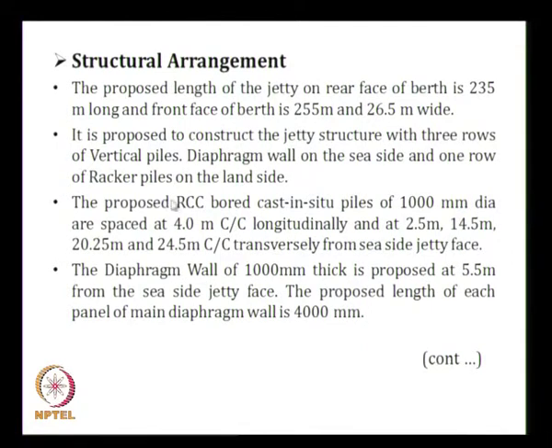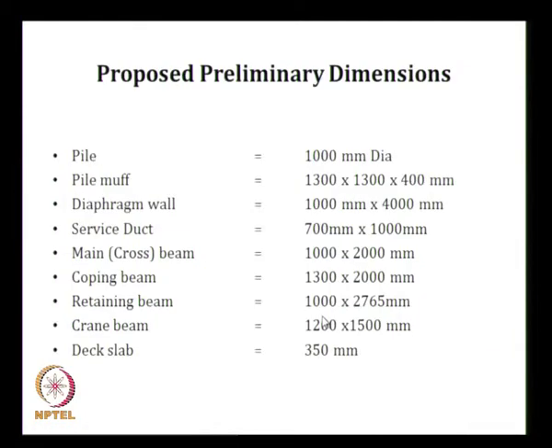The diaphragm wall thickness is also 1000 millimeter, same as unsupported length divided by 20, that we are providing at 5.5 meter from the sea side of the jetty face. Already water is there near the sea side, so we want to build it, fill up that and do it at 5.5 meter, and each panel of the diaphragm wall is 4 meter. I will explain later what each panel means. So these are the various dimensions.